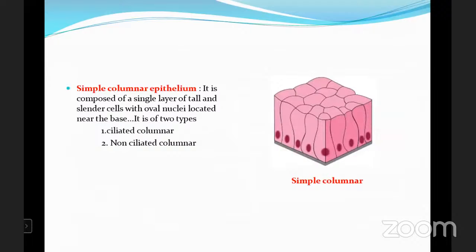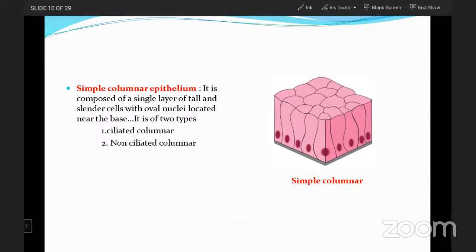Simple columnar epithelium. The term columnar means it has a slender shape. It is composed of a single layer. Simple means always remember that it has only one layer. And columnar means a slender shape, with oval nuclei located near the base. The nucleus is present, but you see it at the base. So here you are able to see the nucleus exactly at the base region.